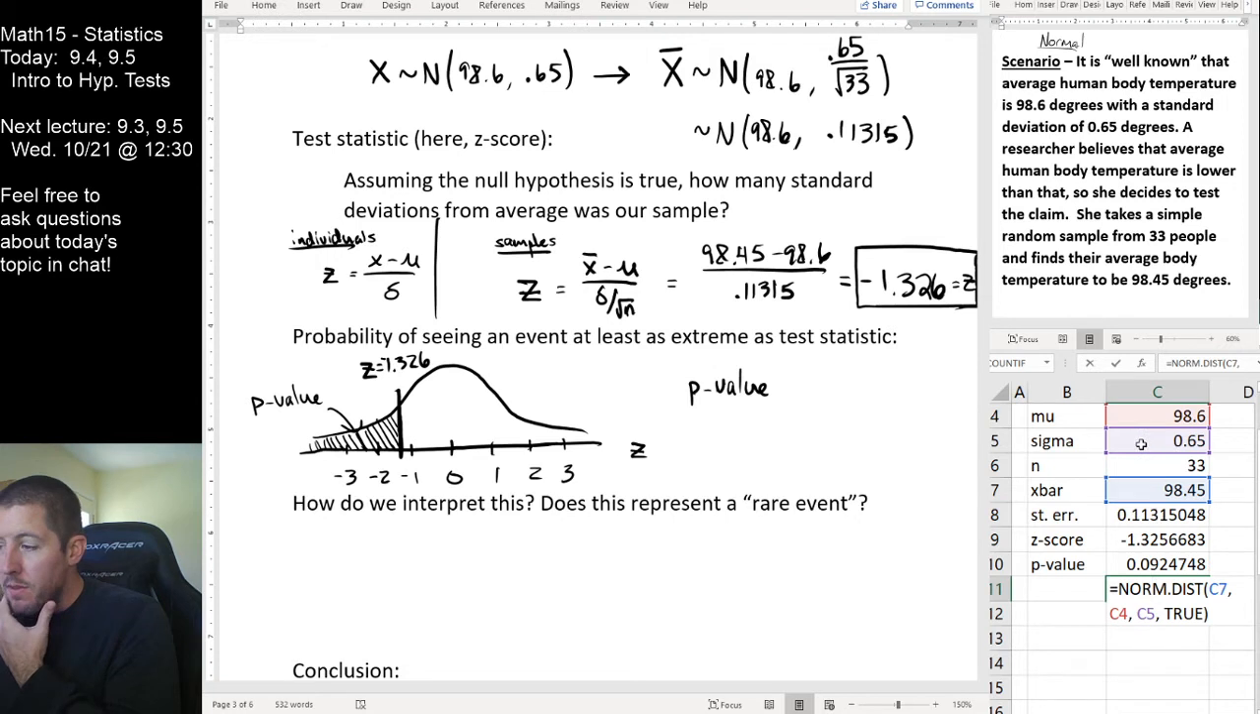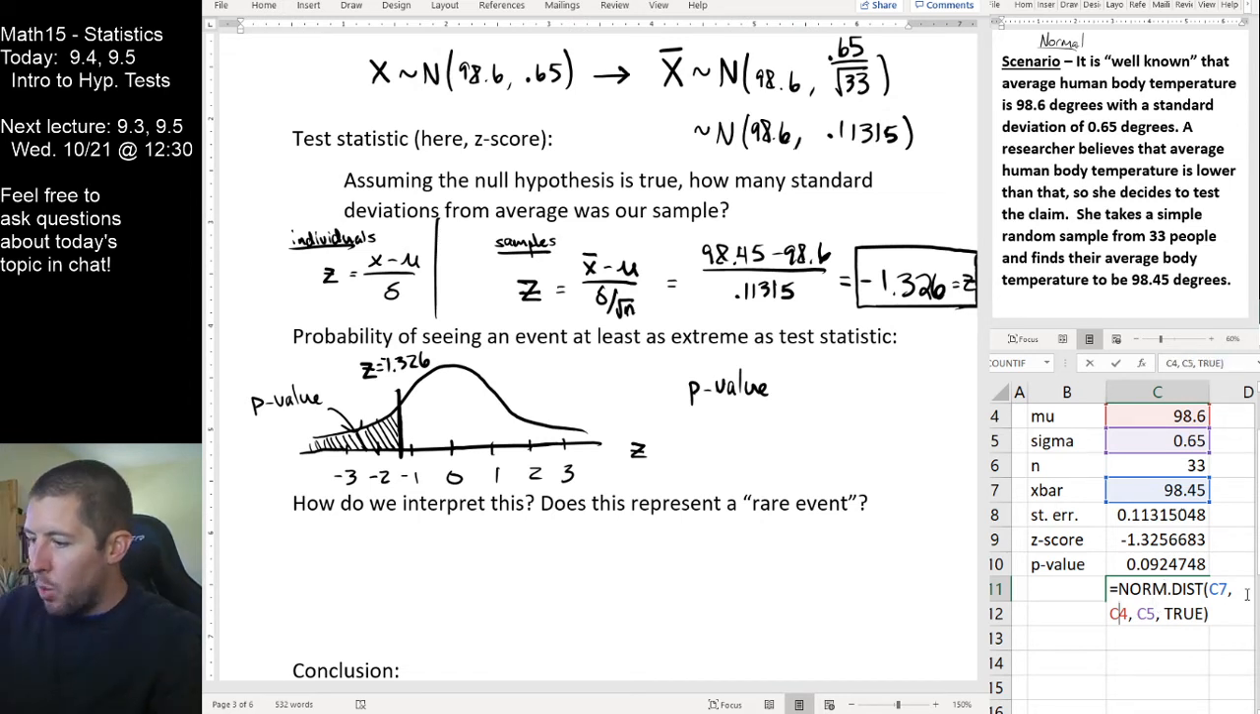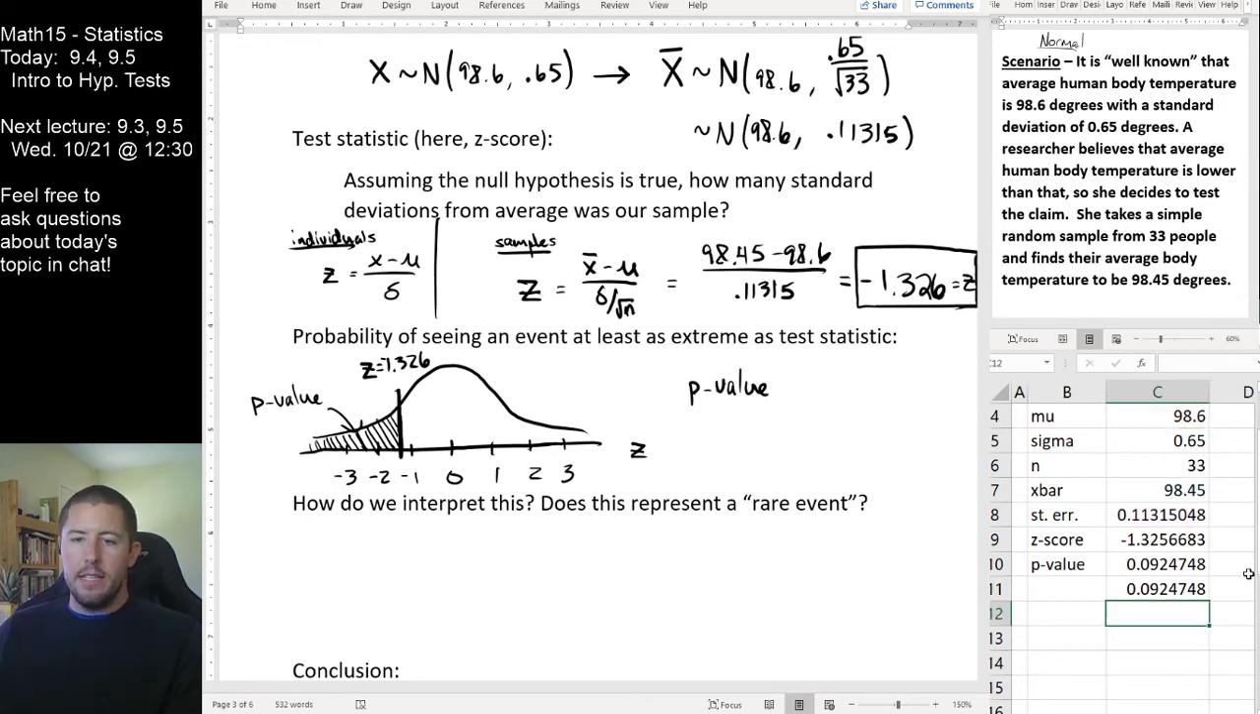I'm using my standalone sigma 0.65 rather than the 0.65 divided by the square root of n. So when I said C5 here, instead of doing sigma, it should have been my standard error. That should have been C8 right there, our standard deviation divided by the square root of n. And notice when we do this, we're getting the exact same answer right there for that p-value.